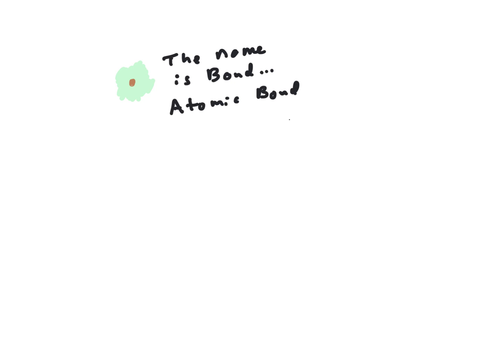When we talk about atoms sticking together in bonds, there's really two that we would be interested in. One are what we call ionic bonds, and the other one are covalent and metallic.